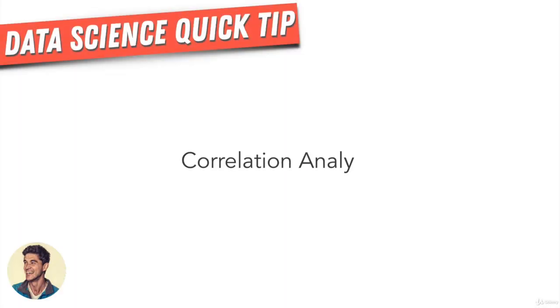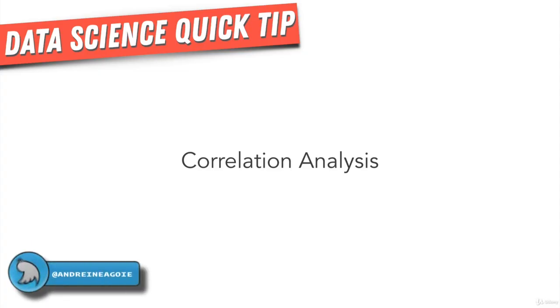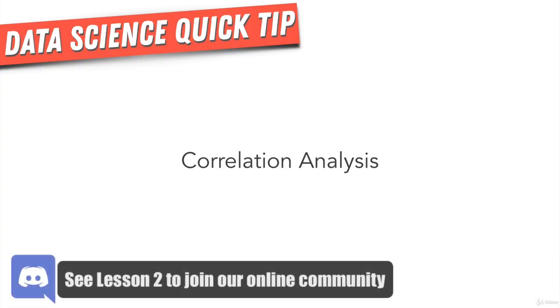That is, let's talk about correlation analysis. What does that mean? Well, correlation analysis simply means which attributes have correlations. So let's say one column is correlated to another column.